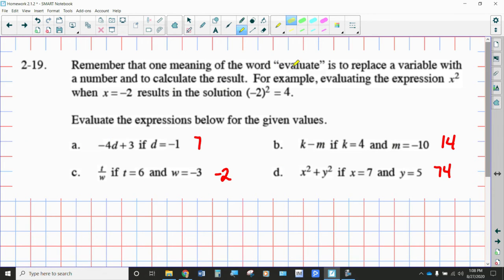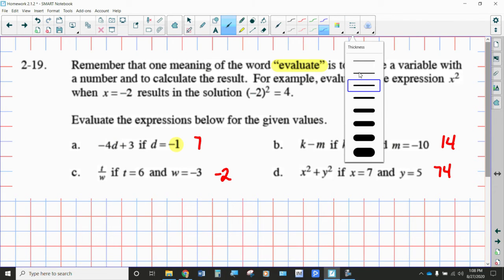And now we're going to evaluate again, where you take the value of the variable, plug it in, and then work through the order of operations. So I'm not going to do each one of these. If you have a question about them, I'd be happy to answer it for you.